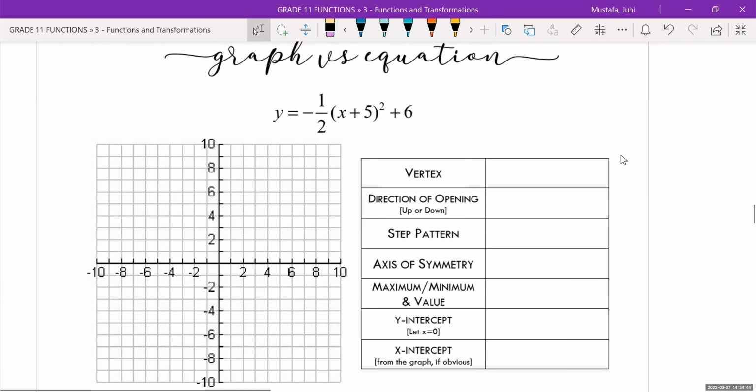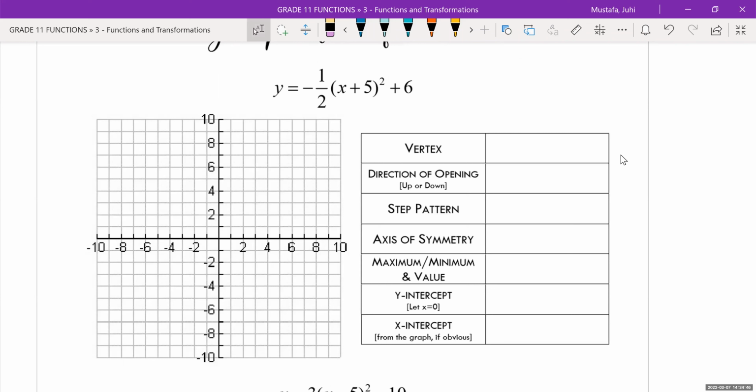How do you figure out all of this information without actually having to graph it? So just for this example, let's pretend we didn't have the graph for it. We're just going to use the equation and determine all of these features. And I only show this because I think it's cool, like it's faster and more efficient.